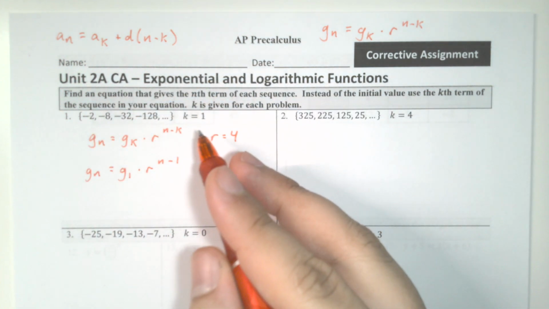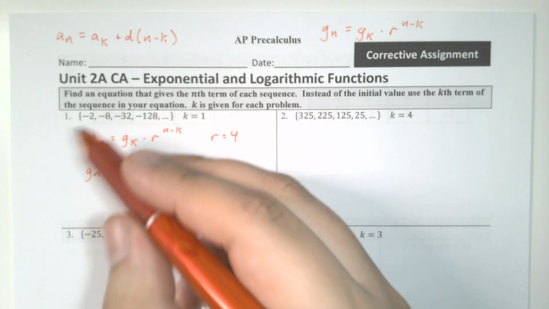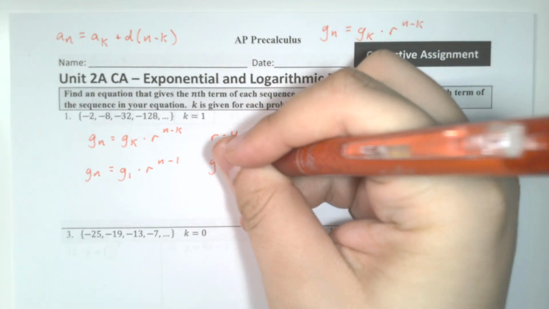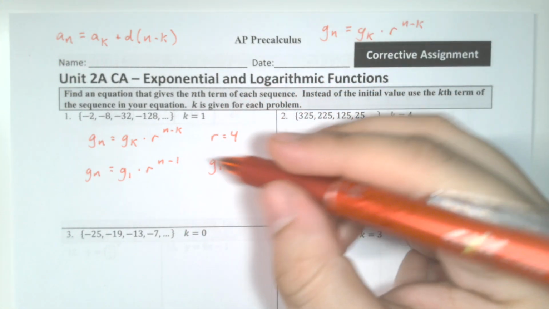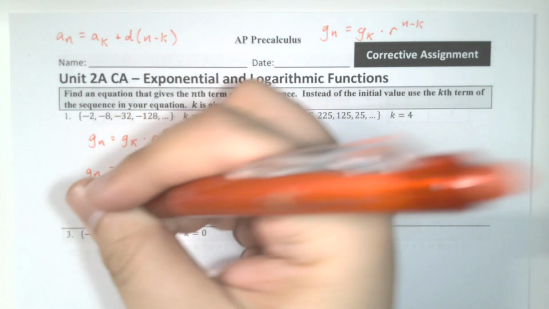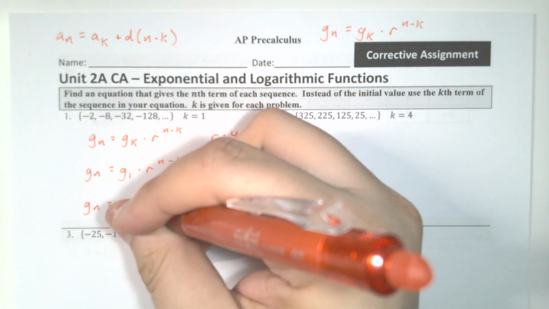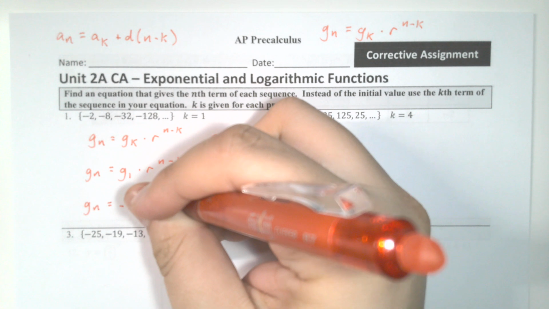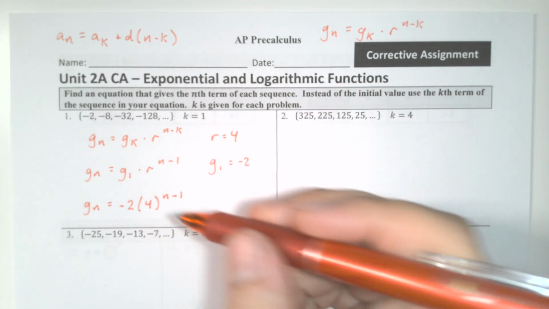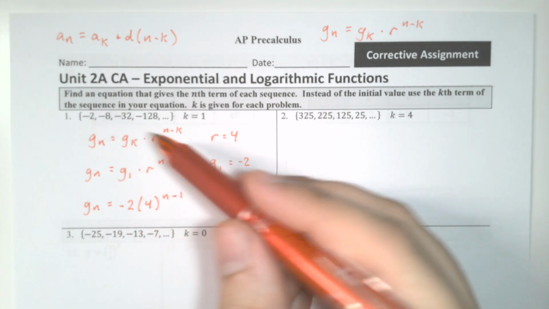We know that k is equal to 1. Now we just need to establish what g sub 1 is. Well, g sub 1 is just the first term of the sequence. So g sub 1 is -2. So piecing all of this together, that gives us that g sub n is equal to -2 times 4 to the power of n minus 1. And so this formula here will give us any term in the sequence.